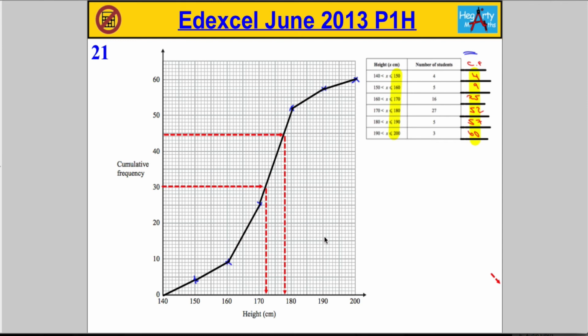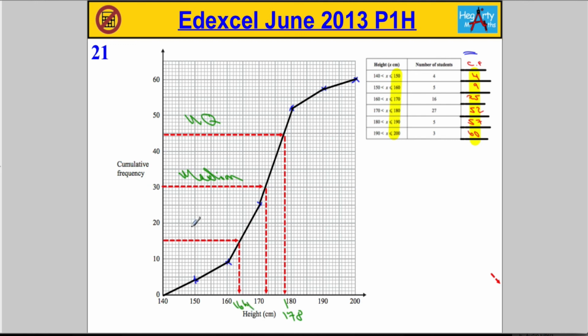So I make that from my graph 175, 76, 77, 178. So it's about 178 is our upper quartile. And we're going to do a similar thing to get the lower quartile, except this time we're going to look at the bottom half. The bottom half is from 0 to 30. It's going to be at the 15th person. We read across and down. So 160, I make that out to be 164.